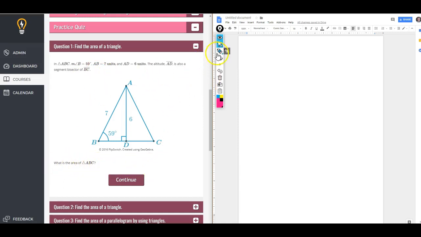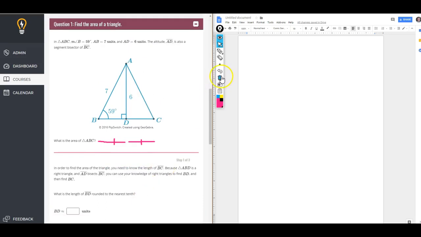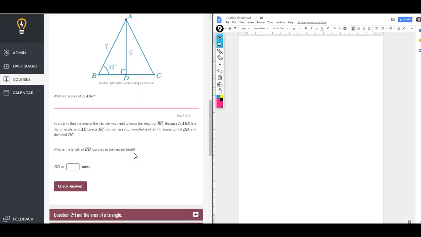Okay, before we move on, segment bisector means that it cuts that segment in half. So that means this is one half of its length, this is the other half of its length. So in geometry we would mark it like that so that we can remember that they are congruent. Let's just step through it and see what they want our steps to be first.